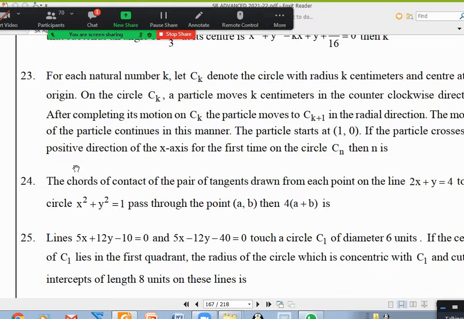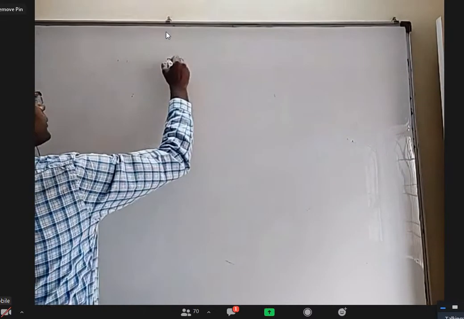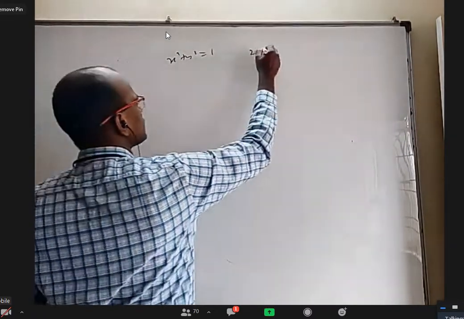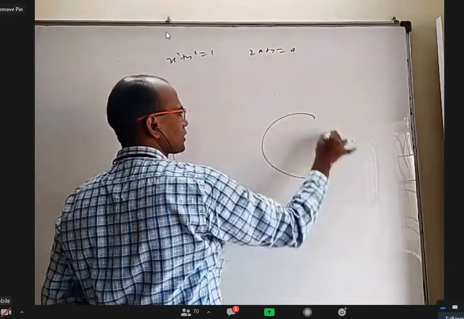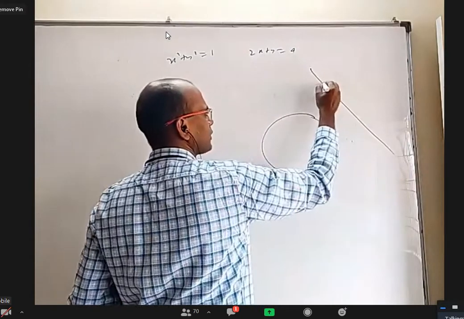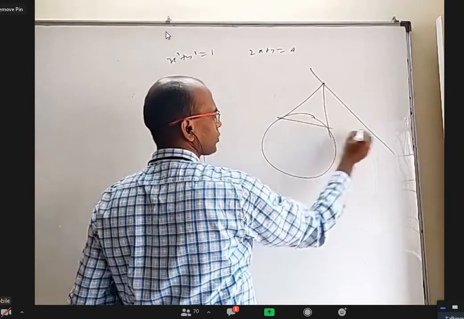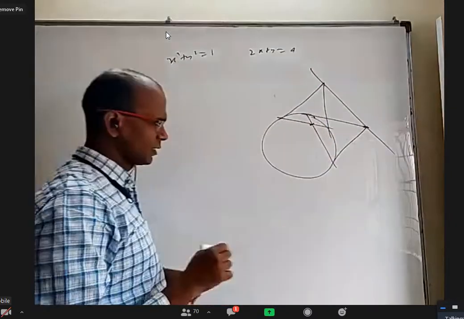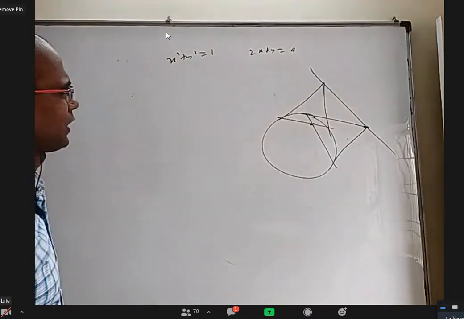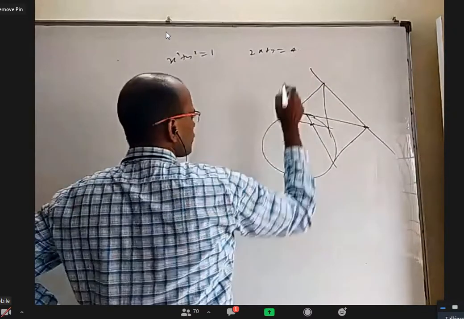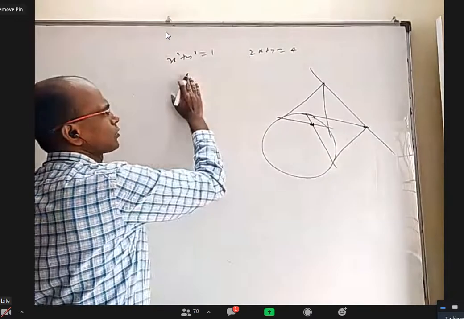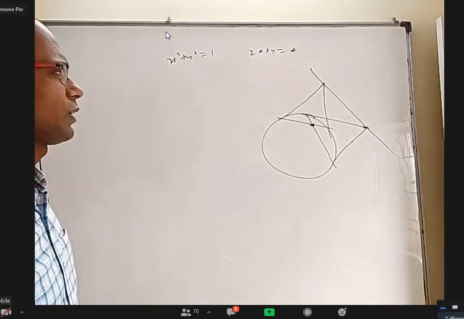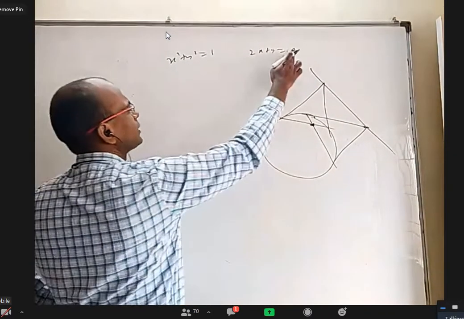x square plus y square equal to 1, 2x plus y equal to 4. We have a circle, we have a line, take different points on that, find chord of contact, take another point, find chord of contact. If you want to find this point of concurrence, it will be pole of the given line. If you want the pole, you can do S1 equal to 0, compare. We have a formula, or I can just try to compare here.